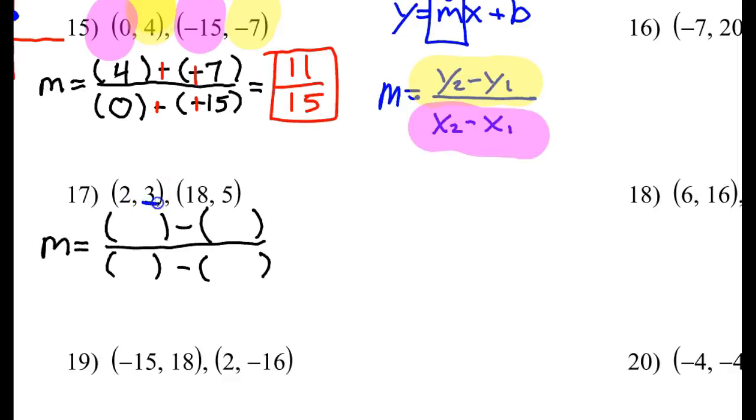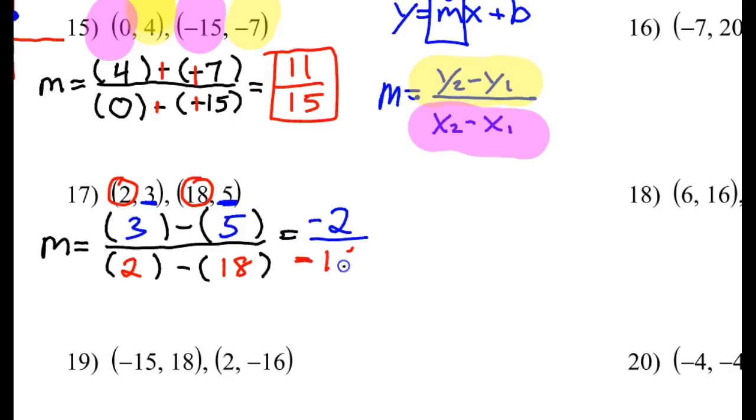So on top, ups and downs, the rise, so straight up, and the run, 2 and 8. We have 3 minus 5 is -2. 2 minus 18 is -16, which reduces to, first of all, it's positive, right? Negative make it positive. Divide top, bottom 2, you get 1/8.